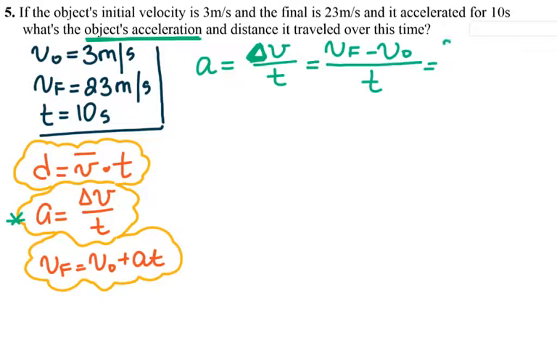Your final velocity is 23 and your initial velocity is 3, and the time given is 10. So acceleration is equal to 2 meters per second squared.